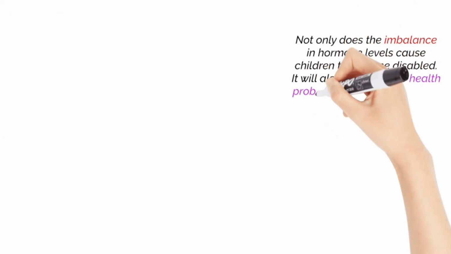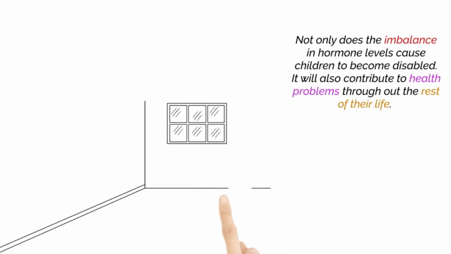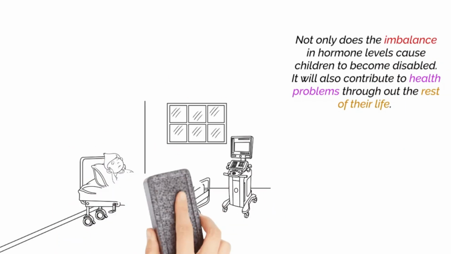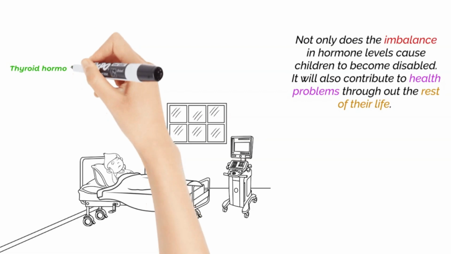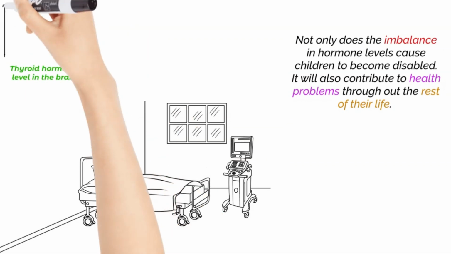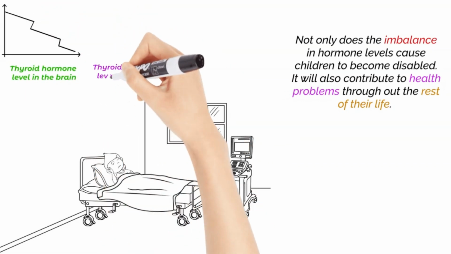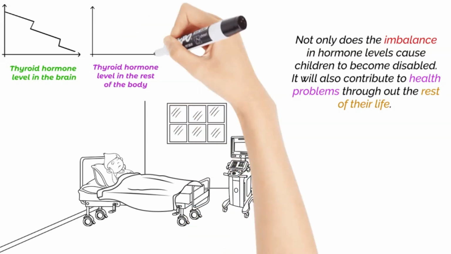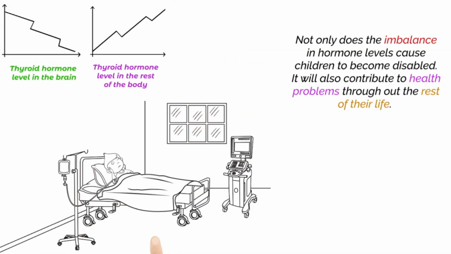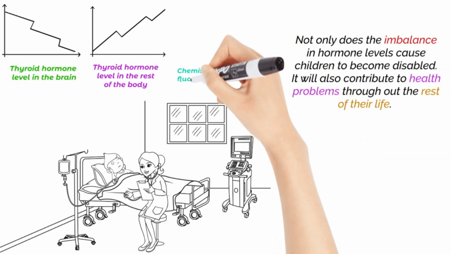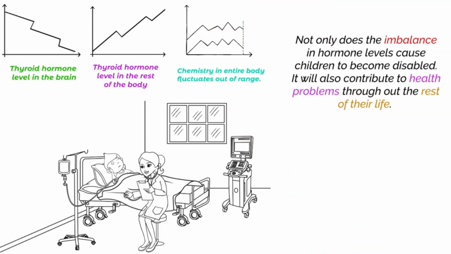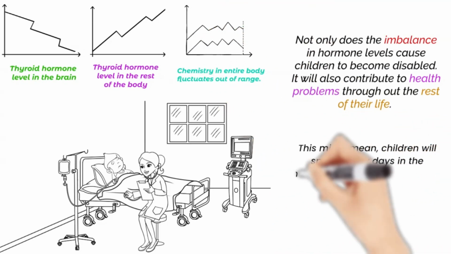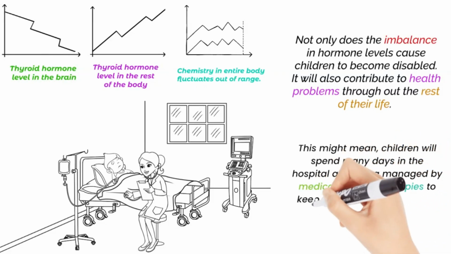Not only does the imbalance in hormone levels cause children to become disabled, but it will also contribute to health problems throughout the rest of their life. If the thyroid hormone level in the brain is low, and the thyroid hormone level in the rest of the body is high, the chemistry in the entire body fluctuates out of range. This might mean children will spend many days in the hospital and be managed by medications and therapies to keep them stable and prevent premature death.